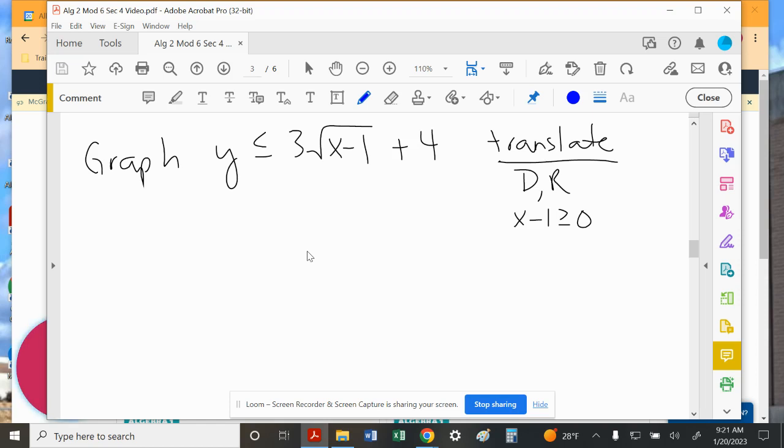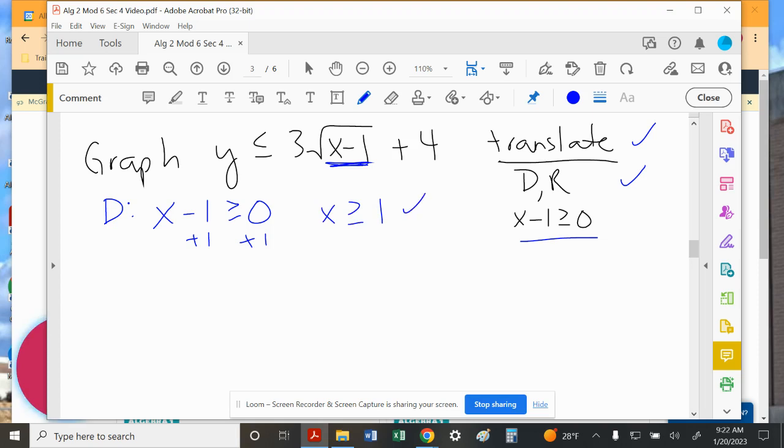So we want to figure out the translation, the domain and the range, and go from there. To figure out the domain, we always look at what's inside of the square root, or radical, whichever way you want to think about it. We're going to do x minus 1 has to be greater than or equal to 0, which I have written down over here. We add 1 to both sides, so we get x is greater than or equal to 1.